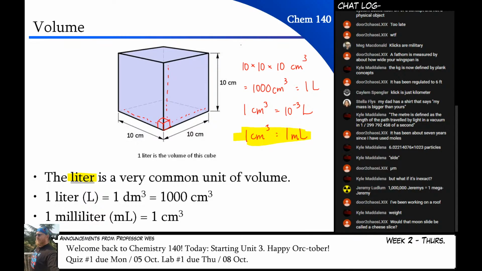Because you probably noticed that volume was not one of the SI units, and the reason for that is because volume is based off of length. Volume is length in 3 dimensions. So that one, the one that I highlighted there, 1 cubic centimeter equals a milliliter, that's going to be very useful for you to have handy when we do lab work. Because a lot of the time when we work with solids, we measure in cubic centimeters. But when we measure liquids, we use milliliters. And being able to convert back and forth between the two is very useful.